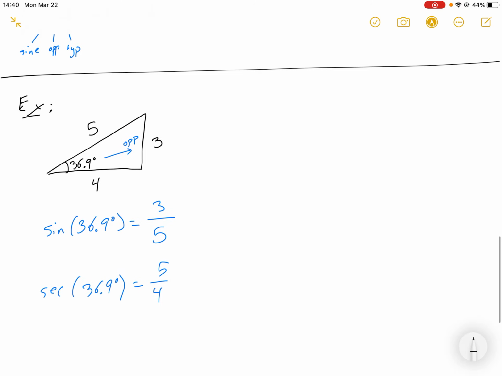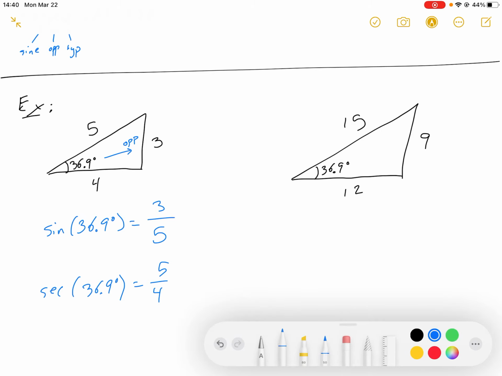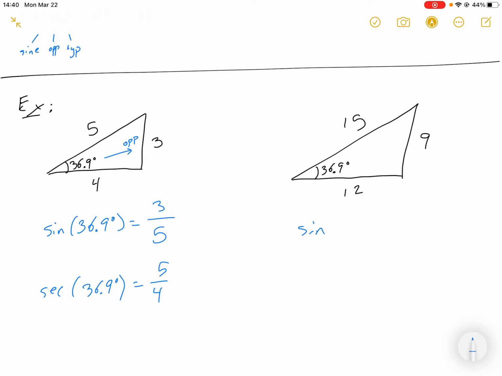And this actually holds true. If I did a larger triangle, let's just say this angle is still 36.9 degrees, and this triangle is going to be similar to the previous one. So let's call this 9, 12, and 15. Notice that even if I switch gears here and I say sine of 36.9 degrees, I still get the same answer because 9 over 15 is equivalent to 3/5.